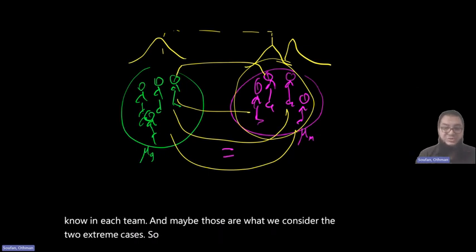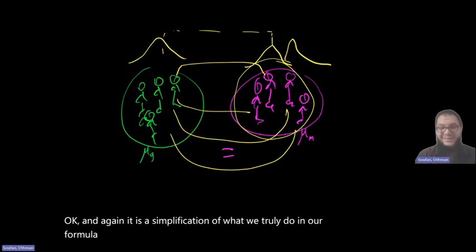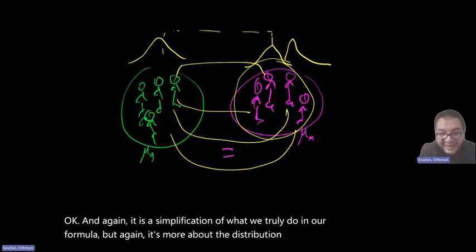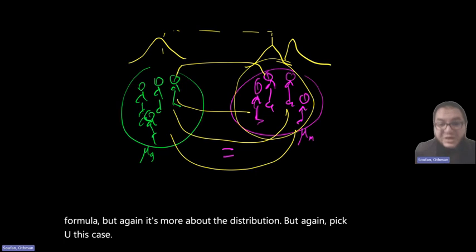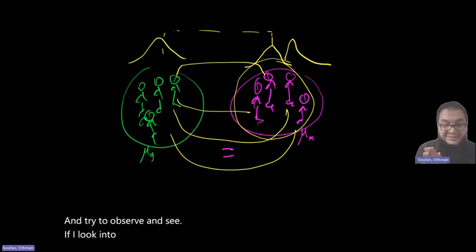So pick up those, okay? And again, it is a simplification of what we truly do in our formula. But again, it's more about the distribution. Pick up this case and try to observe and see. If I look into those two guys, are they actually different?